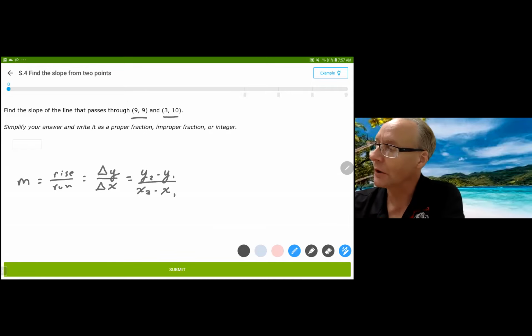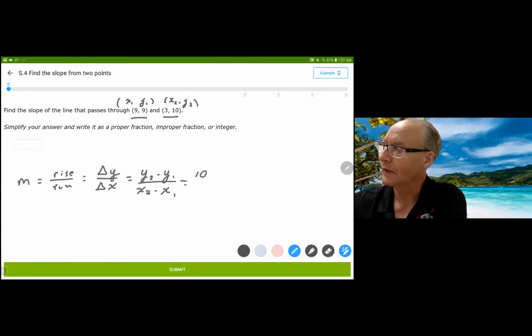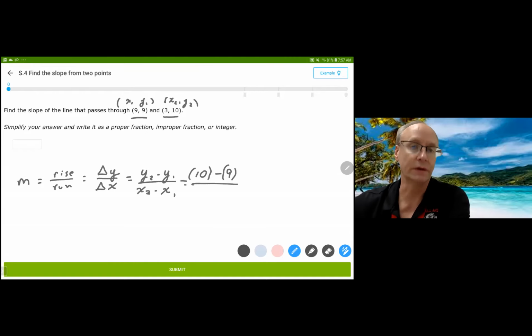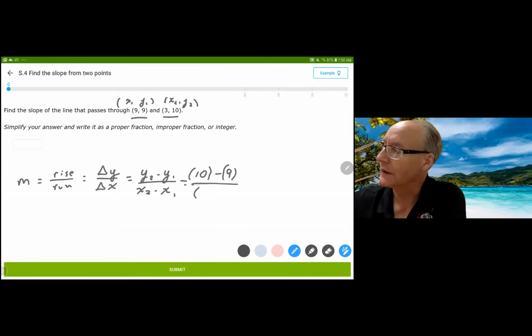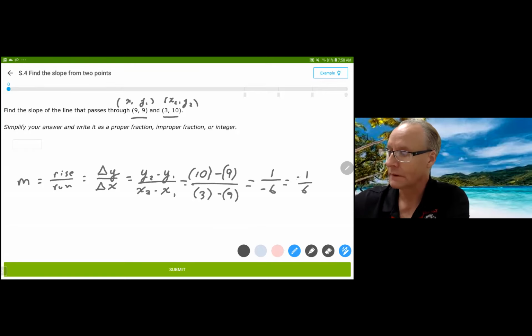I'm going to call this one x1, y1, and this point over here is going to be x2, y2. And we're going to substitute these in. y2 is 10, and y1 is 9. And I'm going to go ahead and put parentheses around them to start with. Now, eventually, we're not going to write any of this down, and I hope that you won't have to. Now, my x2 is 3, and my x1 is 9. And we end up with 10 minus 9 is 1, and 3 minus 9 is -6, and that is -1 over 6. These are the same.